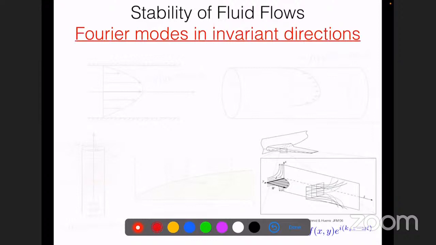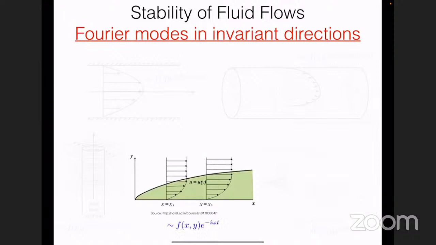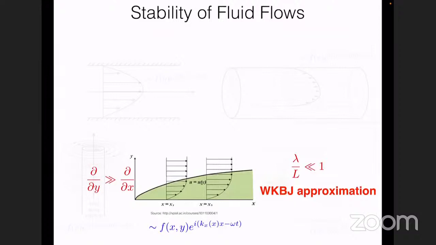So Vishnu had a good question. The question was, if we are already assuming f of x comma y, why do we make the assumption that k_x is a function of x? What you are trying to do here is that you could obviously say it is some f of x comma y e to the power minus i omega t.